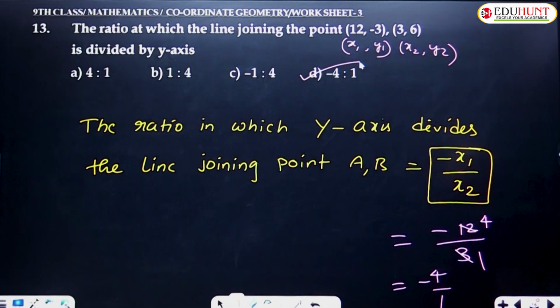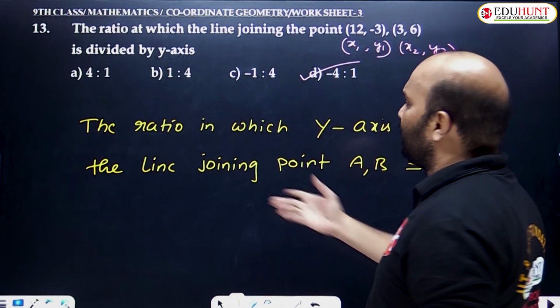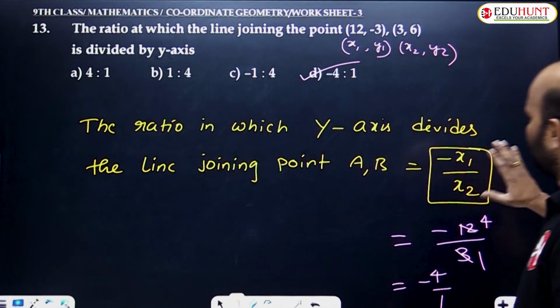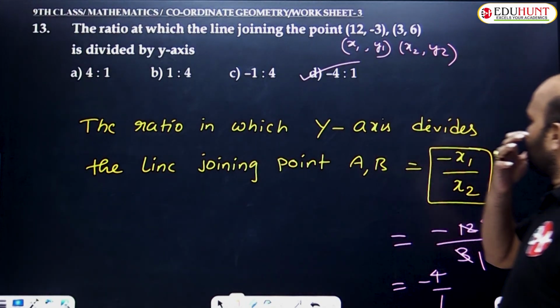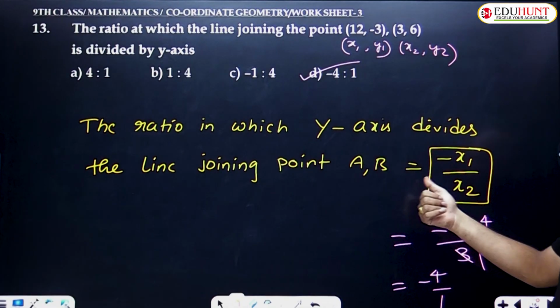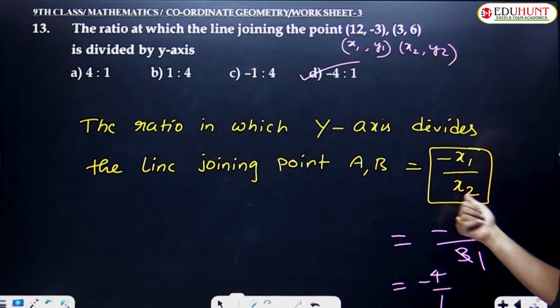Option D is right answer. Am I clear? The ratio in which the y-axis divides the line joining points A and B. What is the formula? Minus x1 by x2. But the traditional method is different. So this is a formula method. So if it is given the ratio in which the y-axis divides the line joining points A and B, the ratio is minus x1 by x2.